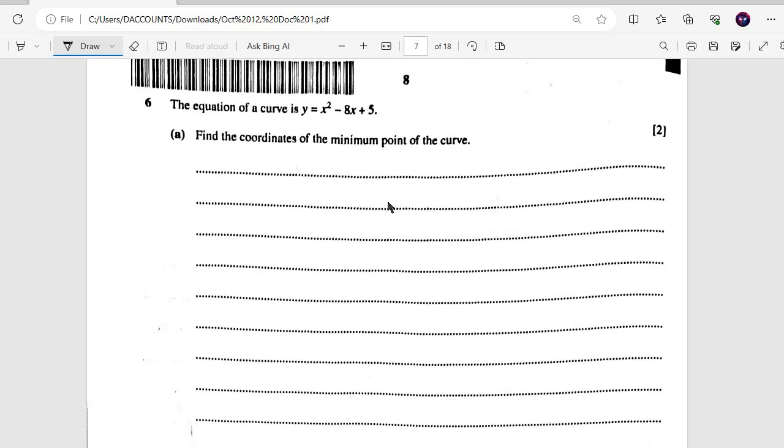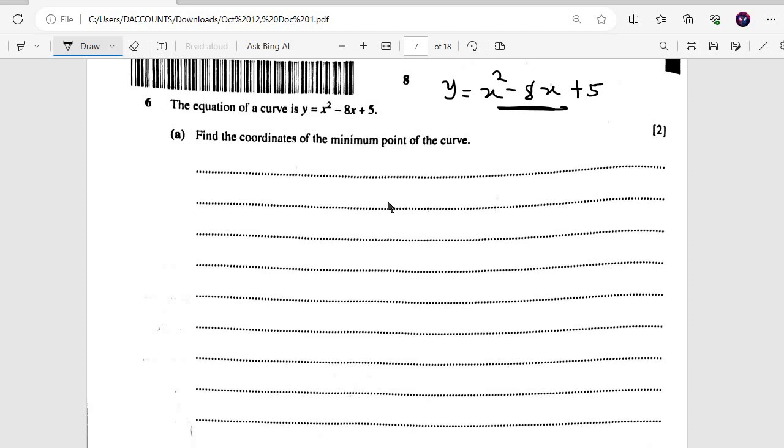Number 9, the equation of a curve is y equals x squared minus 8x plus 5. Find the coordinate of the minimum point.